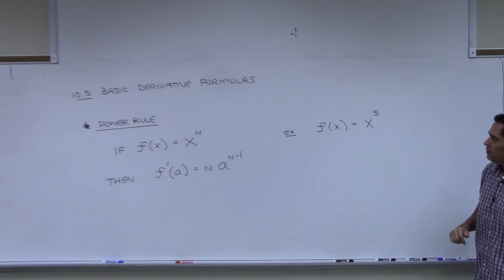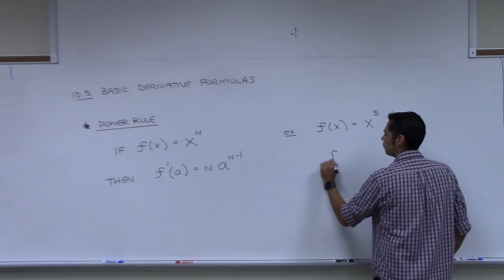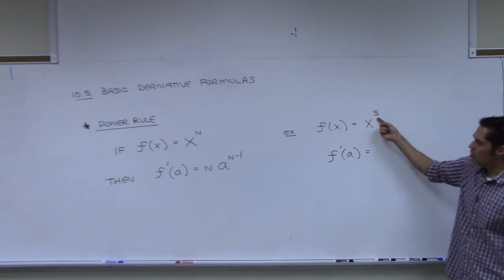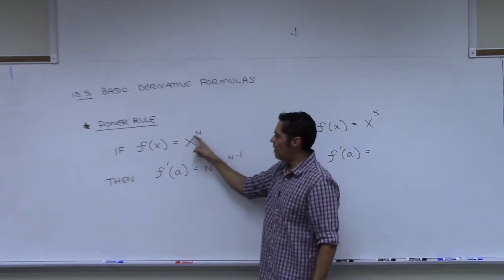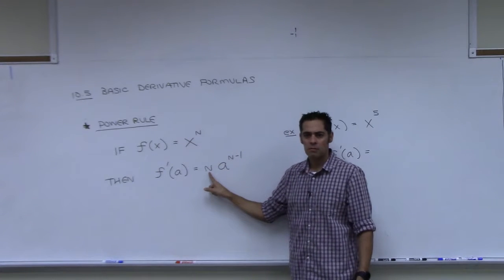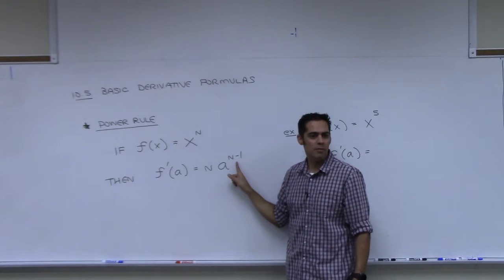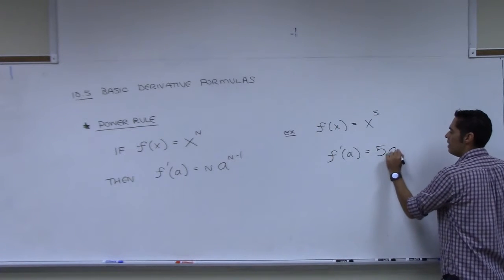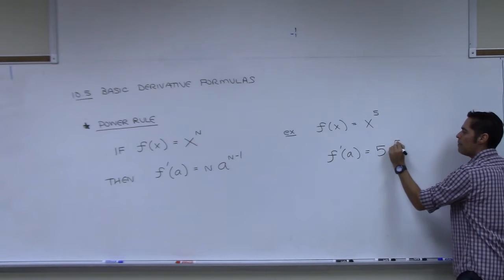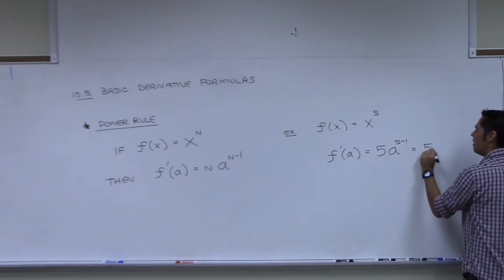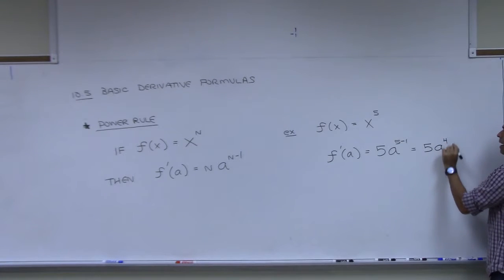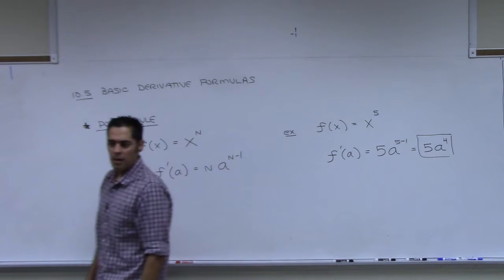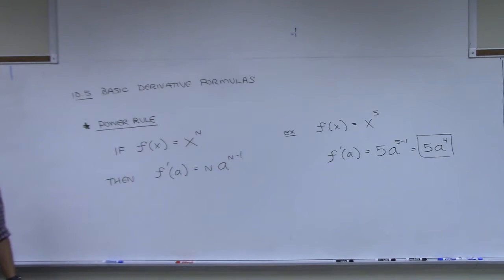But this rule says if you want to know the derivative at a, all you have to do is take the power here, you see that n? And bring that power out front. And then subtract 1 from the power that was there. So I bring the 5 out front, a, and then I subtract 1 from that power. And this is just 5a to the 4th power. And that's it, I'm done, no limit. I don't have to do a limit. Amazingly, that's the answer. Yes?